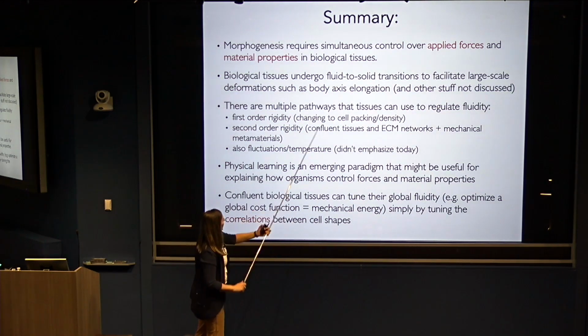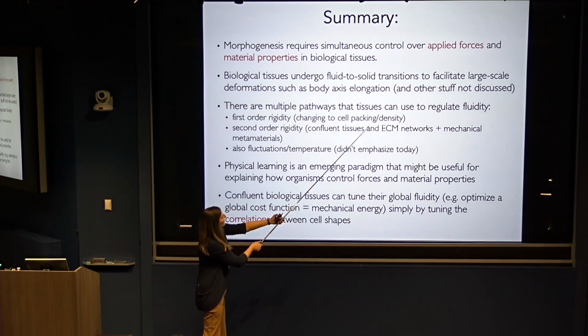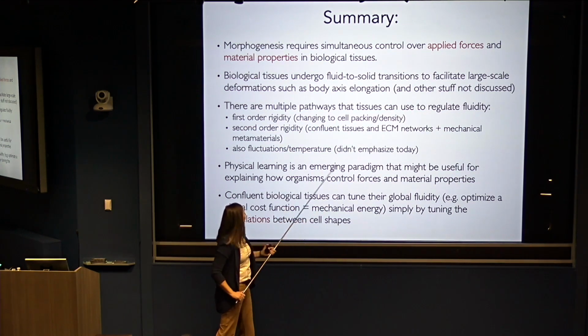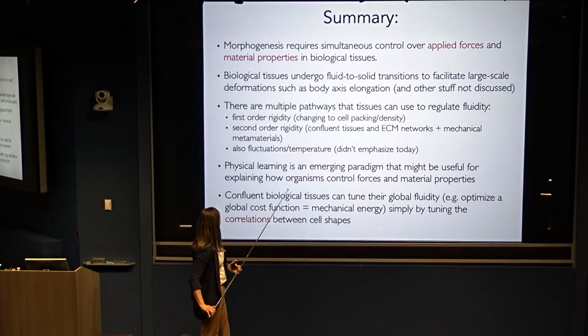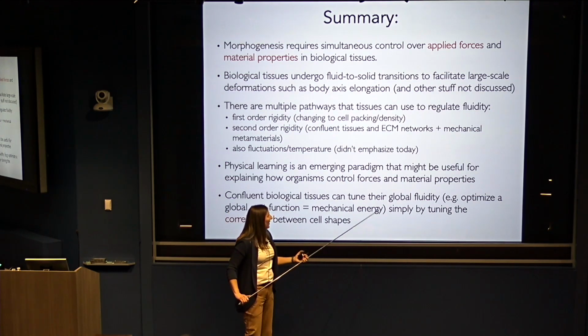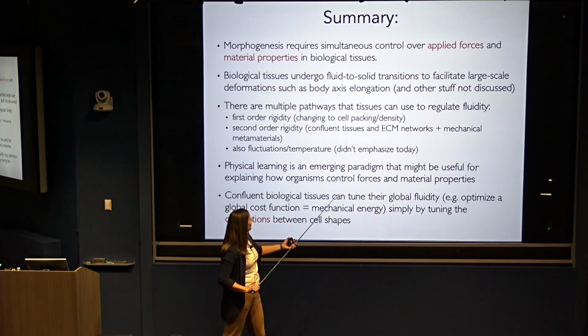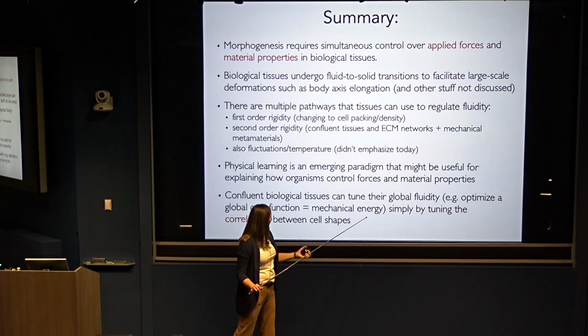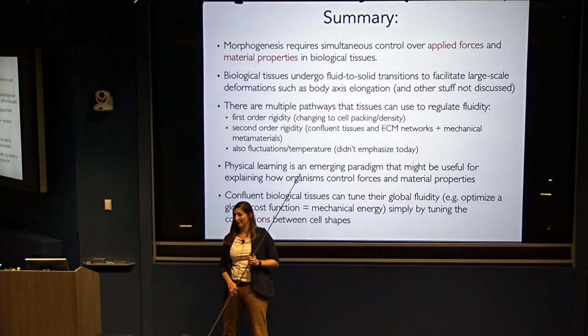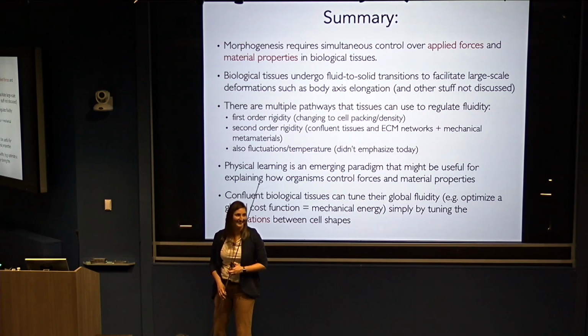Okay, there are multiple pathways that tissues can use to regulate their fluidity. We talked about first-order rigidity, which is changes to density, second-order rigidity, which is this metamaterial-like behavior, and fluctuations, which we didn't emphasize too much today. The last point is that physical learning, I think, is an emerging paradigm that might be useful for explaining how organisms control these forces and material properties. And we have one small example where we demonstrate that biological tissues can tune their global fluidity by tuning basically this internal learning degree of freedom, which is the cell shape. Okay, I'll stop there. Thanks.